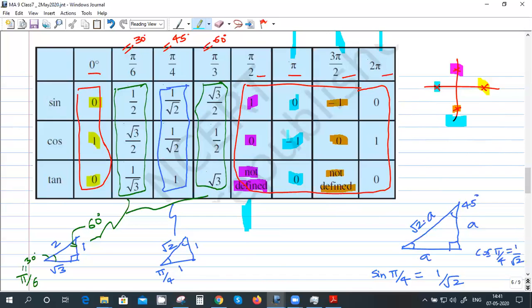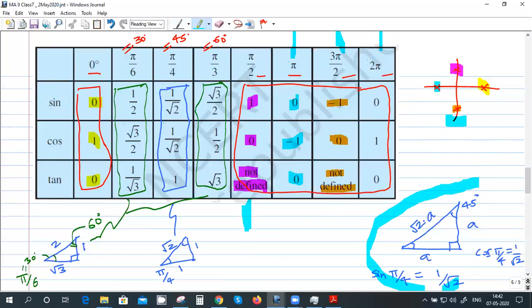These are simple angles like 0 degrees, pi by 2, pi, 3 pi by 2, and 2 pi. They are on the coordinate axis. And we can take three more angles, 30 degrees, 45 degrees, and 60 degrees. For 45 degrees, we have to know this triangle.